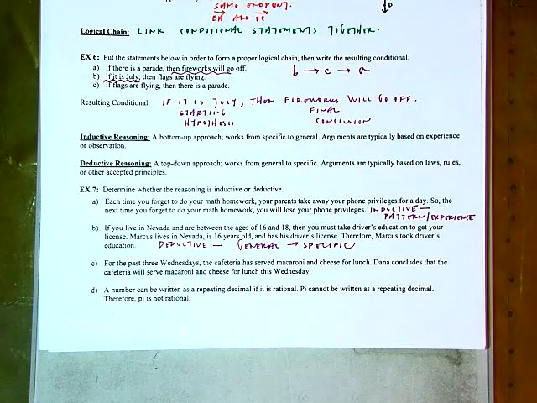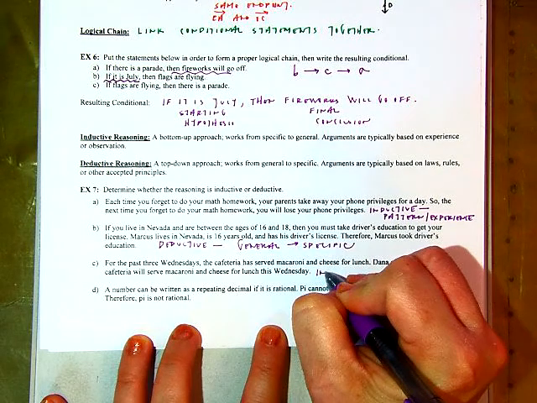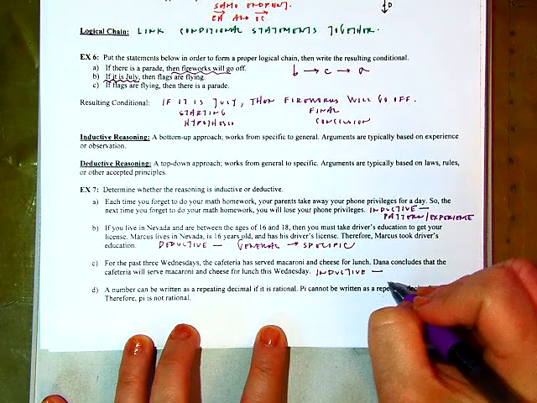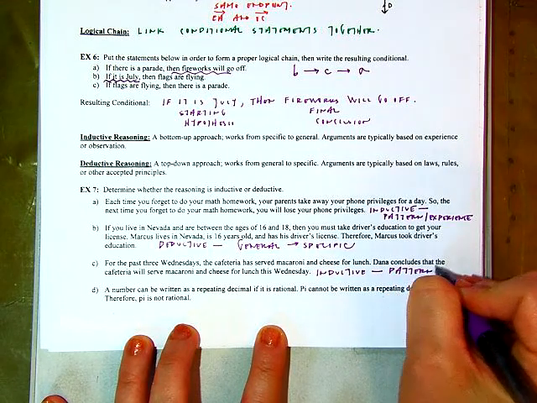Okay. For the past 3 Wednesdays, the cafeteria has served mac and cheese for lunch. Dana concludes that the cafeteria will serve mac and cheese for lunch this Friday. So again, this is based on something more experiential, observation, right? It's a pattern. This is inductive reasoning. Right, so again, I said it's a pattern and experiential.